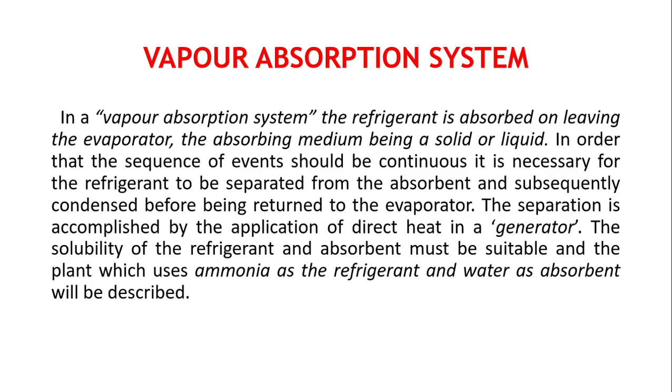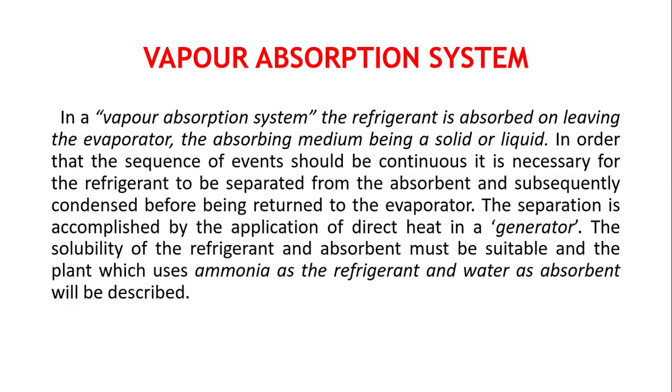But the main difference between the vapor compression refrigeration system and the vapor absorption system is that in vapor compression you find a main component, the compressor, which is used to compress the refrigerant. Whereas instead of a compressor, in the vapor absorption system you will have a generator. Here there is no compressor. The remaining components such as condenser, expansion valve, and evaporator are the same as in the vapor compression refrigeration system.